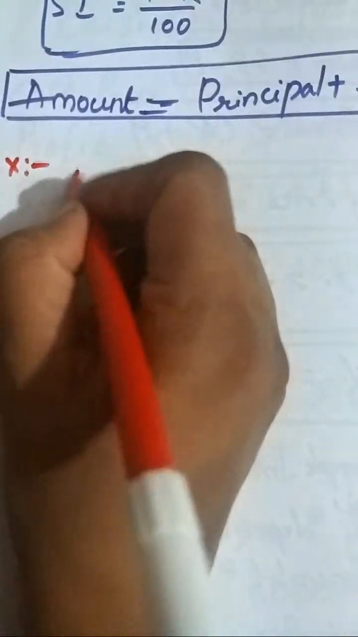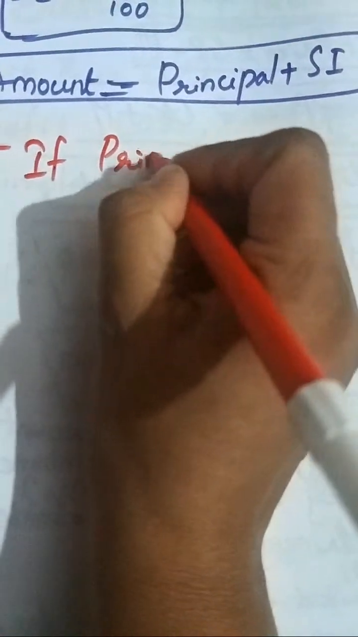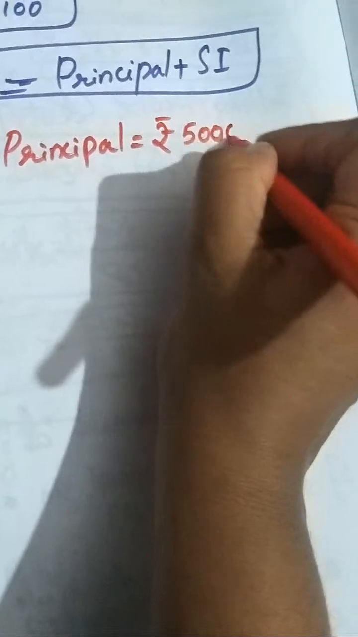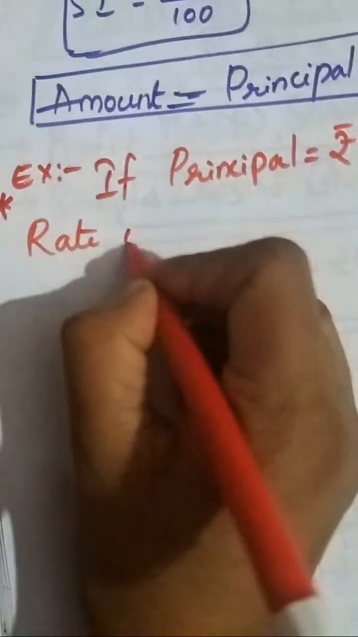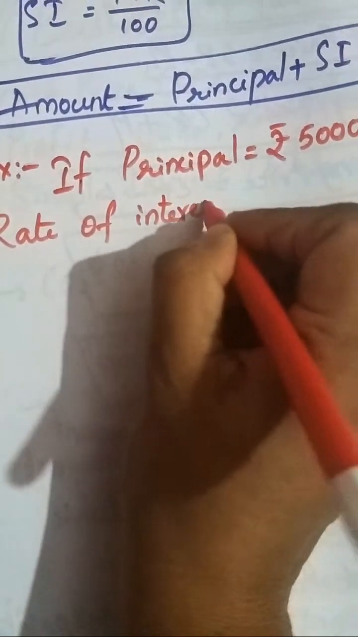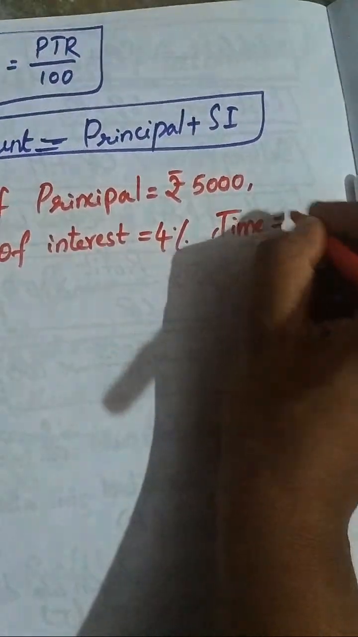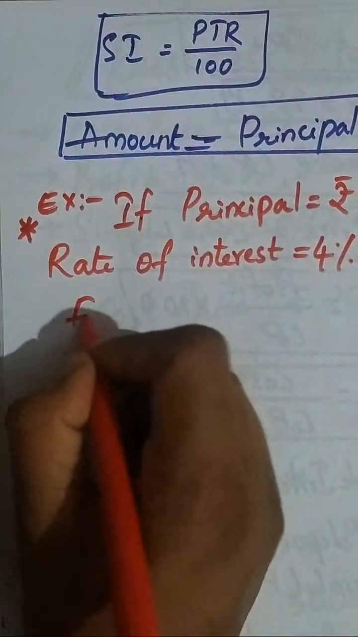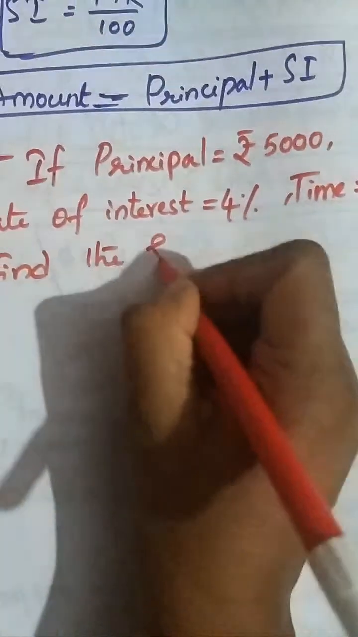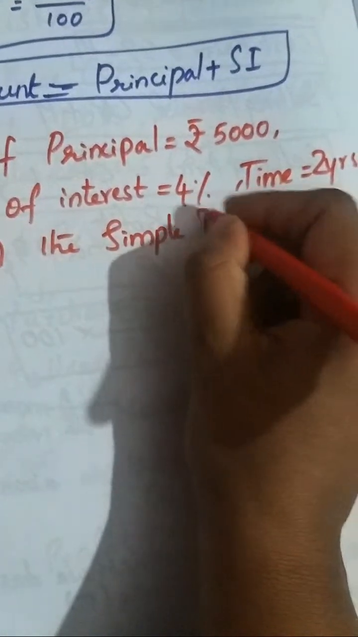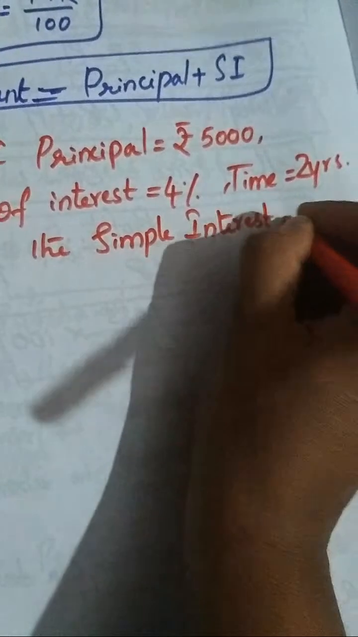Okay, this is the value of amount for finding in any given problem. Let us see one example on simple interest. If principal amount is rupees 5000, rate of interest is given as 4%, and time period is 2 years, find the simple interest. Means simply we have to use the formula for finding the interest with the given values.